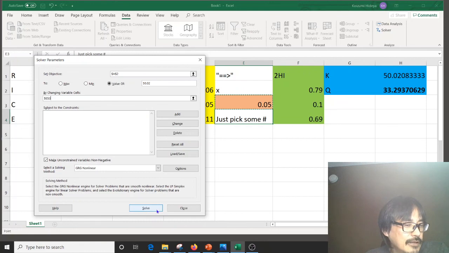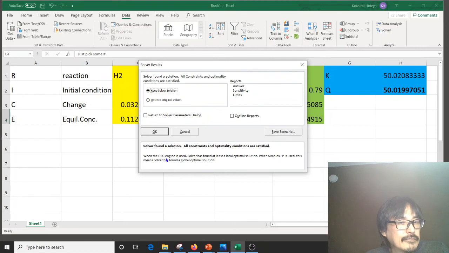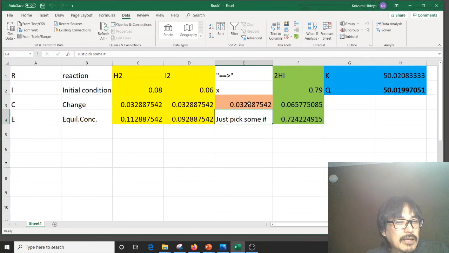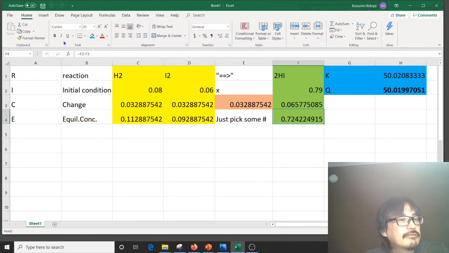And then when you do that, just click Solve at the end, and then Solver found a solution. That's what it says. And that right there is the actual value of x here. So now you already have the final concentrations. That value right here is the final concentration of HI. That concentration is the final value of I2, and that is the final concentration of H2.